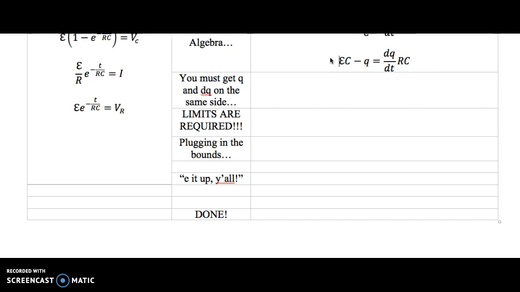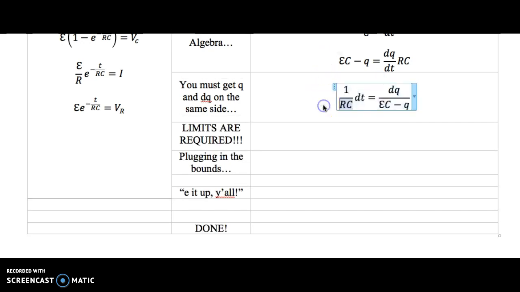Doing that and a few other things, such as multiplying both sides by dt and dividing both sides by RC, we get this as our next step. Now all we've got to do is integrate.